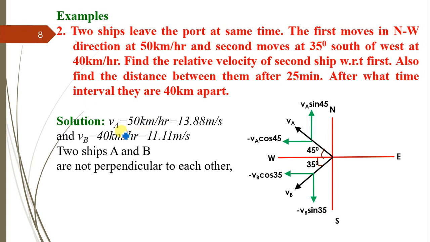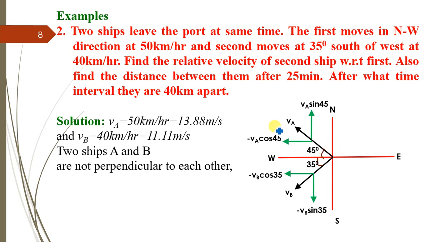So here the velocity of ship A is given as 50 km per hour, 13.88 meter per second. Then the velocity of ship B is given as 40 km per hour, that is 11.11 meter per second. Now it is said that both are moving at the same time. The first moves in the northwest direction. So here these will be the directions north, south, east, west. Ship A is moving northwest, meaning in this quadrant, that is VA, and the angle made is 45 degrees with respect to X as well as with respect to Y.